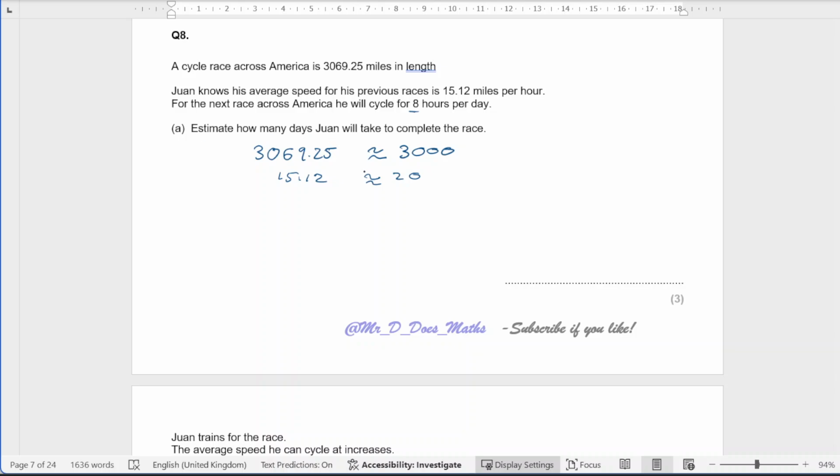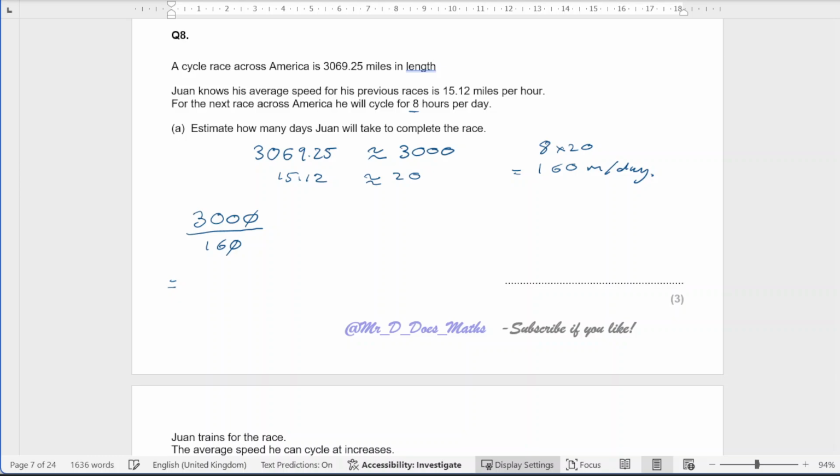Estimate how many days it will take him to complete the race. So if he's cycling at 20 miles per hour for 8 hours, he will travel 8 times by 20. So he will travel 1,600 miles per day. So to work out the number of days, I need to do the distance divided by the amount that he's traveling a day, 1,600. Not the easiest of divisions to do.